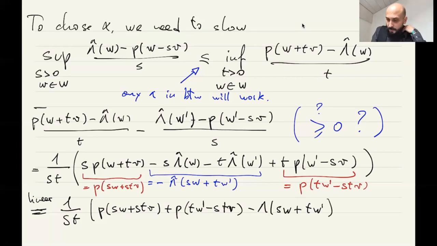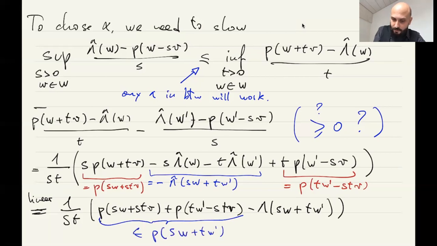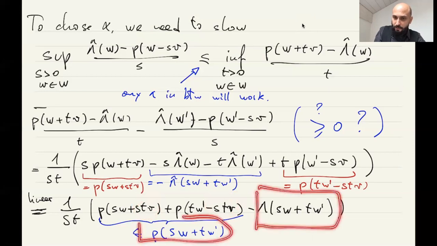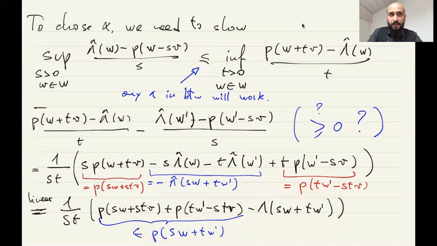Okay, so now what we have, by the fact that we have a semi-norm, this object is less or equal than p of the sum, which is sw plus tw prime, because these two cancel. And now by the fact that lambda is bounded by the semi-norm, we have that this quantity is greater than 0, because lambda hat is less than p. So this proves that there is room to choose some alpha.